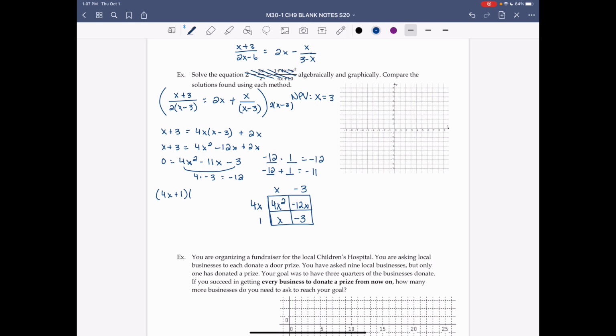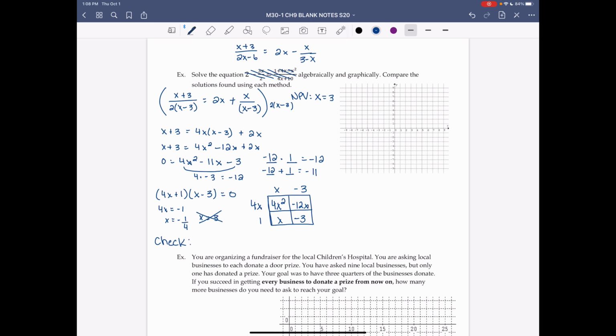That equals 0. Let's solve for our x values. 4x plus 1 equals 0. 4x equals negative 1, and then x equals negative 1 over 4. And here we have x equals 3. So those are our two possible solutions. Let's check. So first, comparing to our NPV. Our NPV is x equals 3. We did that up here. But our solution, we said one of them was x equals 3. So that cannot be a solution. Now we just need to check our other solution, x equals negative 1 over 4.